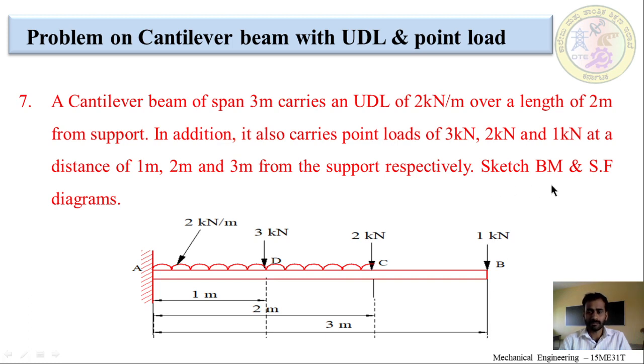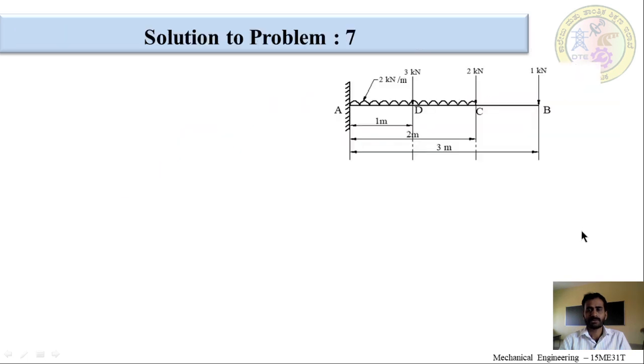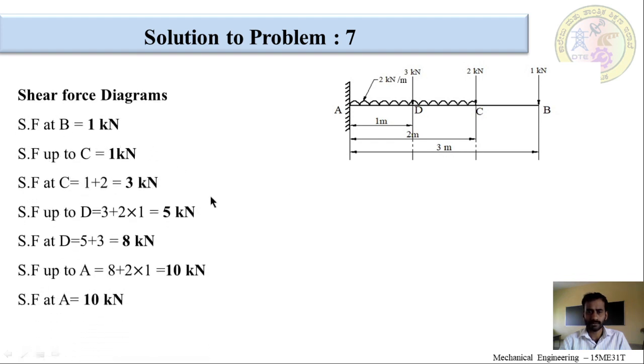So, we have to sketch the bending moment and shear force diagrams. First we will see the solution to problem number 7. In that we will discuss shear force diagram. To draw the shear force diagram we need to calculate the shear force values at the salient points. First we will discuss shear force at B. From right to left we will see the shear force value one by one.